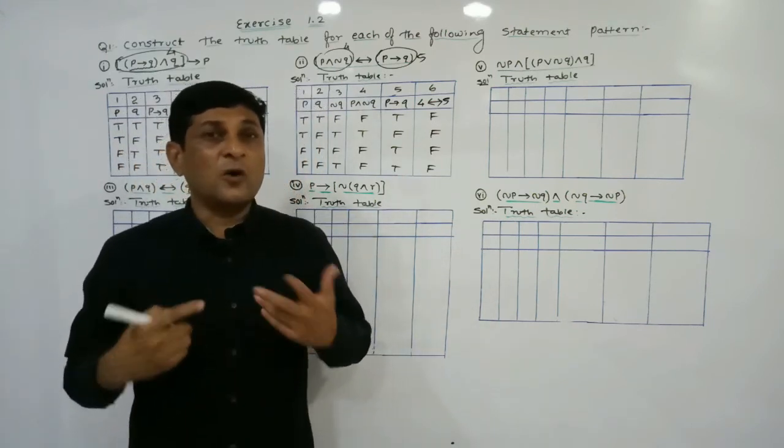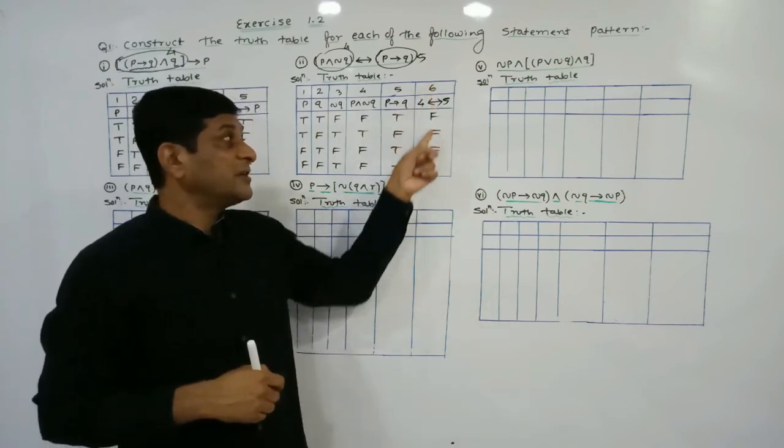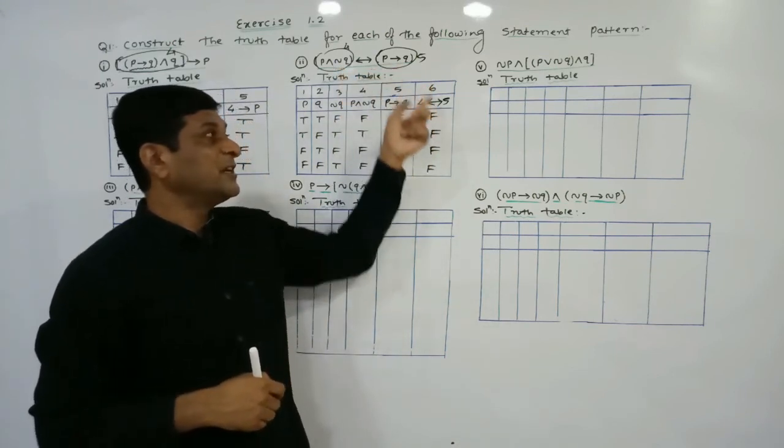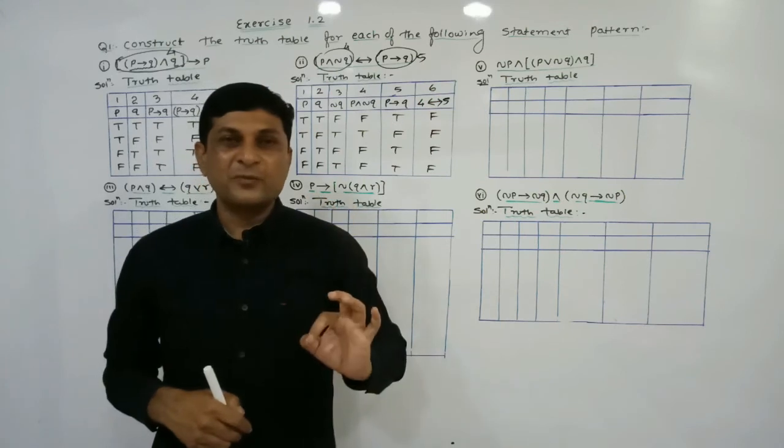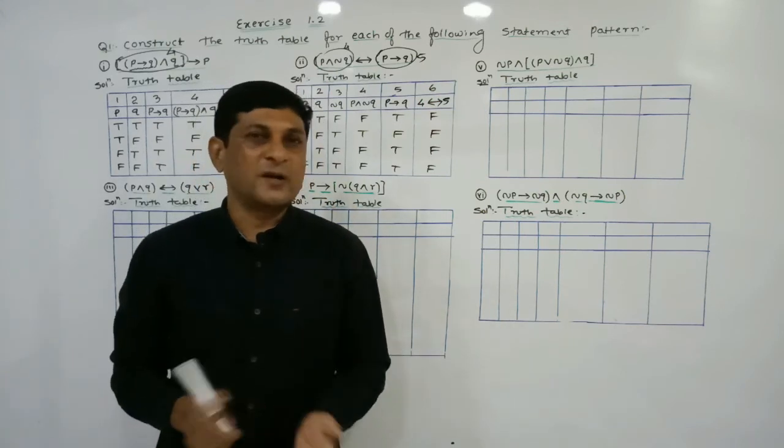And here we can observe that this statement is always false. This statement is always false, and a statement which is always false is called a contradiction.